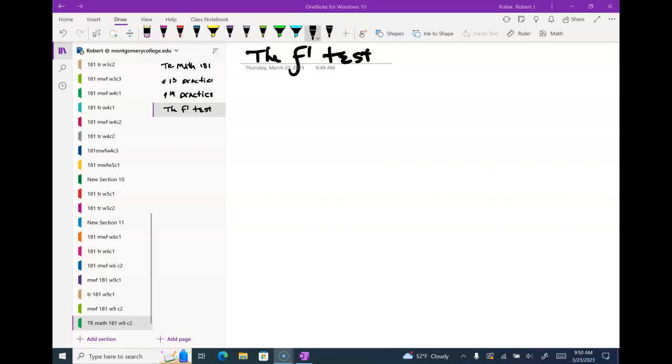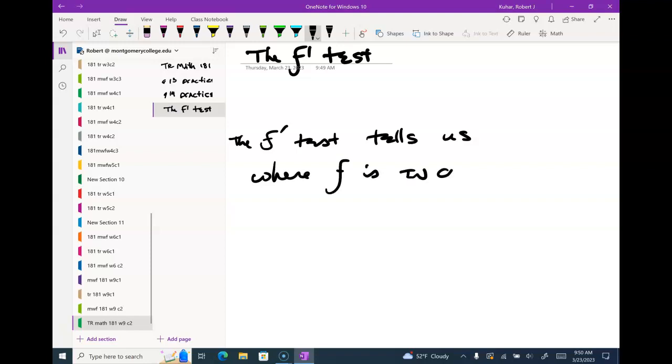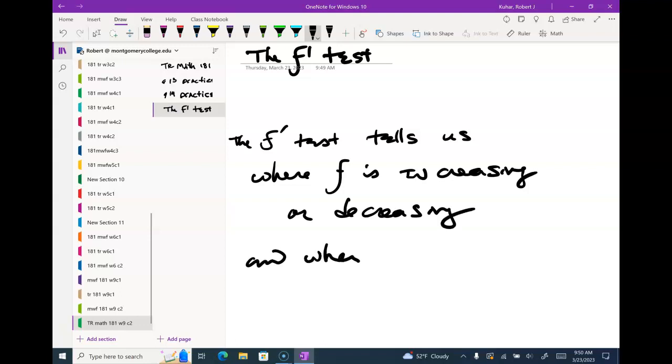Talking about the first derivative test. What the first derivative test tells us, it tells us two things about the actual function. So the f prime test, or the first derivative test, tells us where f is increasing or decreasing and where f has local mins and maxes.